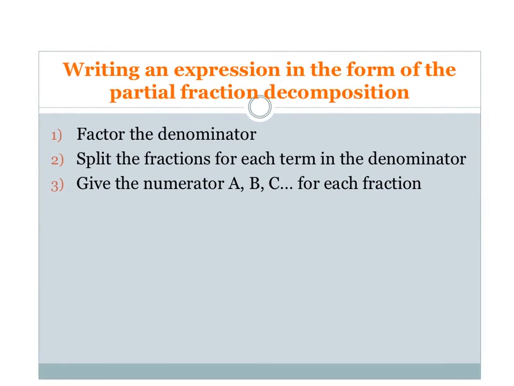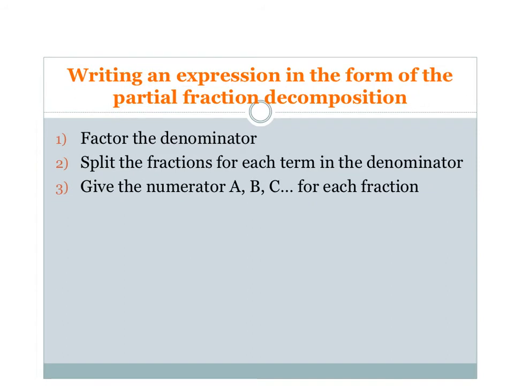So here's the first 3 steps. We're going to factor the denominator if it's not already factored. Some of them are. We're going to split the fractions for each term that's in the denominator we just factored. And then you're going to give the numerators as constants, A, B, C, and so on and so forth. So if there's 2, it's A and B. If there's 3, it's A, B, and C. If there's 4, it's A, B, C, and D, and so on and so forth.